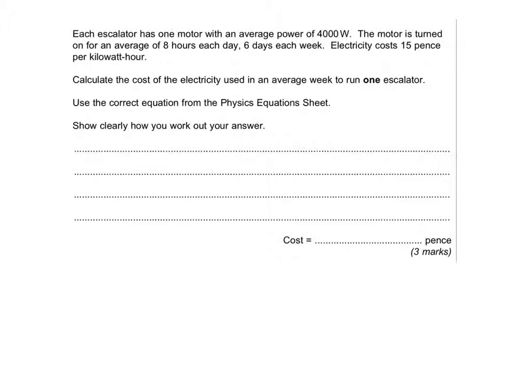This one here says each escalator has one motor with an average power of 4,000 watts. The motor is turned on for an average of 8 hours each day, 6 days each week. Electricity costs 15 pence per kilowatt hour. Calculate the cost of the electricity used in an average week to run one escalator. Use the correct equation from the physics equation sheet.